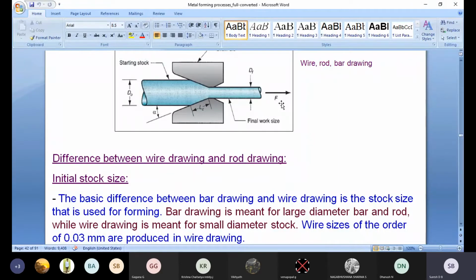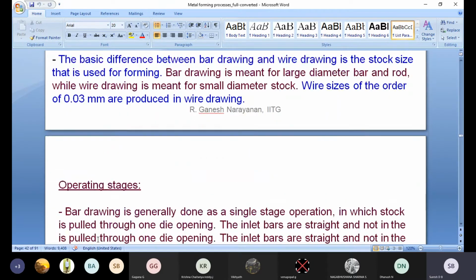Then the size of the diameter: wire of the order of 0.3 mm is produced in wire drawing. By using the drawing process you can manufacture even 0.03 mm. That much fine a diameter can also be produced by using wire drawing. Next, operating stage.